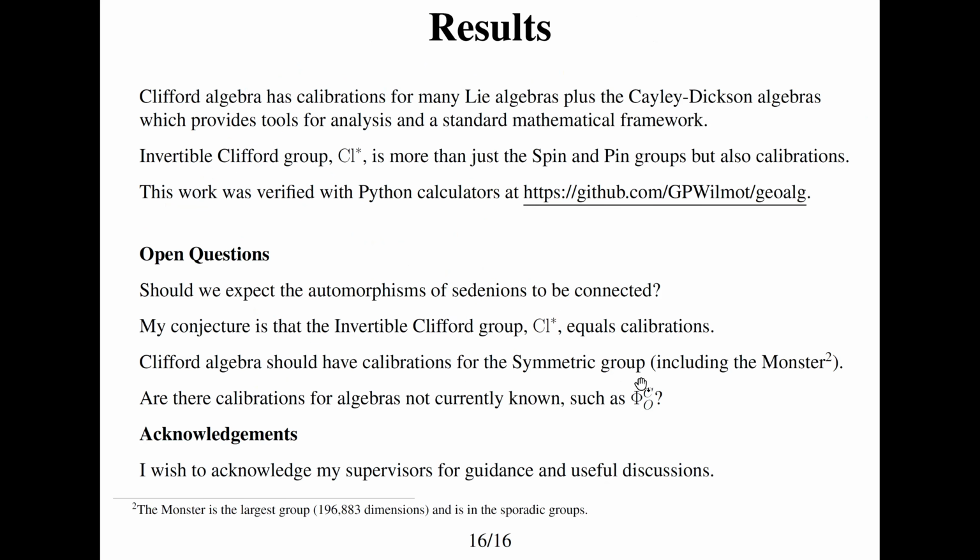Right. So what we've done is we've used Clifford algebra, brought calibrations from differential geometry into it, and mapped to Cayley-Dickson algebras, and we've used the spin group to analyze them in a standard mathematical framework. On the way, we've found the invertible Clifford group is more than just the spin and pin groups, but also calibrations. And I'm going to speculate that calibrations are the full invertible group. You can define all the spin and pin groups as calibrations. And Clifford algebras have calibrations for all of the symmetric group, including the monster.